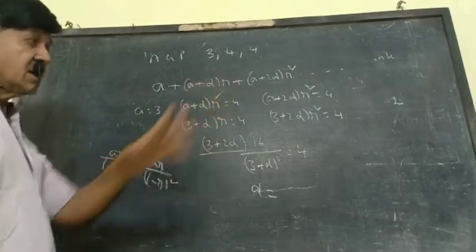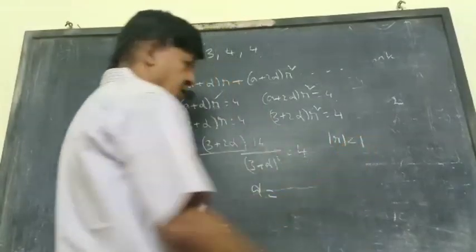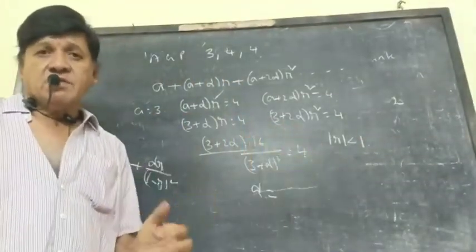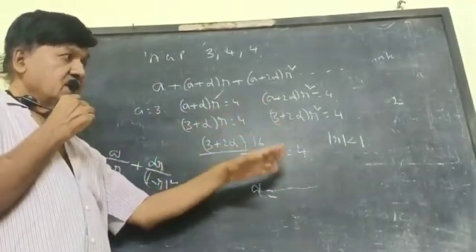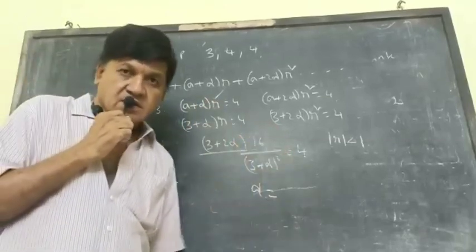See, when you calculate R value, you should see that mod R value should be less than 1. Then only sum to infinite number of terms of AGP will make sense, otherwise it becomes infinity. So when you get two values of R, see that mod R value is less than 1 and proceed like this. Right.